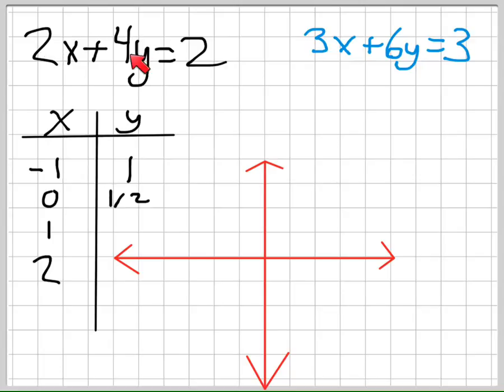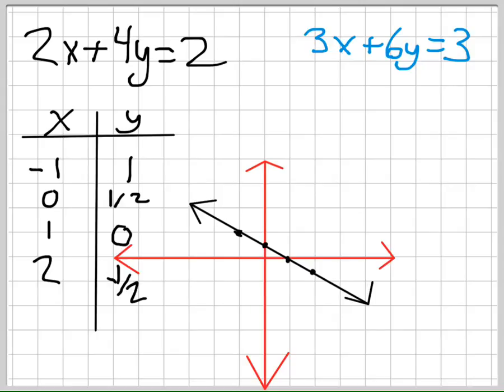If I plug in 1 for x, this becomes 2 times 1, which is 2. Subtract 2 from both sides, this becomes 0. Divide both sides by 4, still 0. If I plug in 2 for x, that becomes 4. 2 times 2 is 4. Subtract 4 from both sides. 2 minus 4 is negative 2. Divide both sides by 4. Negative 2 divided by 4, negative 1/2. So let's plot these points. Negative 1, 1. 0, 1/2. 1, 0. 2, negative 1/2. So even if you put it in slope-intercept form, you should get a line that looks like that.